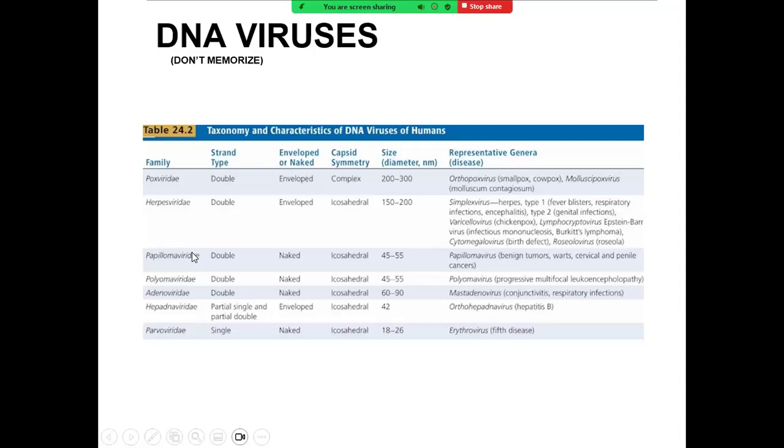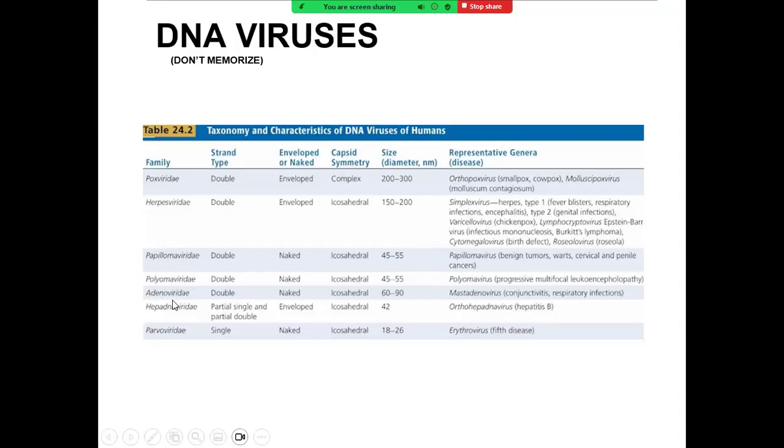We won't really talk about papillomaviruses or polyomaviruses, or the orthohepadnavirus. We won't talk about that, although that is a virus family that includes hepatitis type B. And then the erythroviruses, the fifth disease. I thought there was one here. Oh, the adenoviruses. There's one.